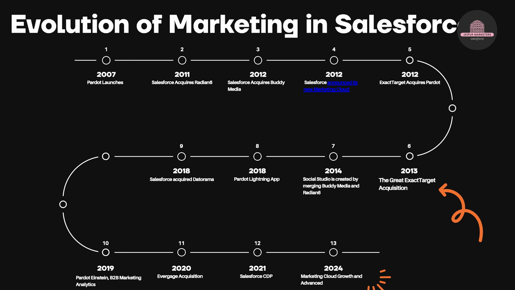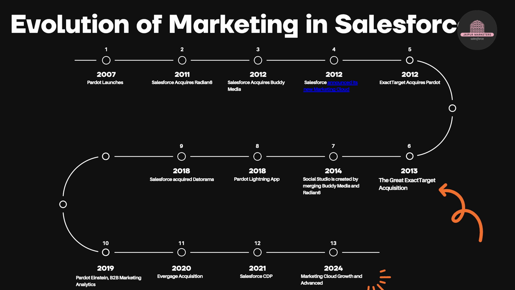It was a big platform. It had all the automation and all the marketing tools. It was an enterprise-grade marketing tool. So when they acquired it, Salesforce's martech technology became very powerful. They had Radian6, Buddy Media, ExactTarget, and Pardot.